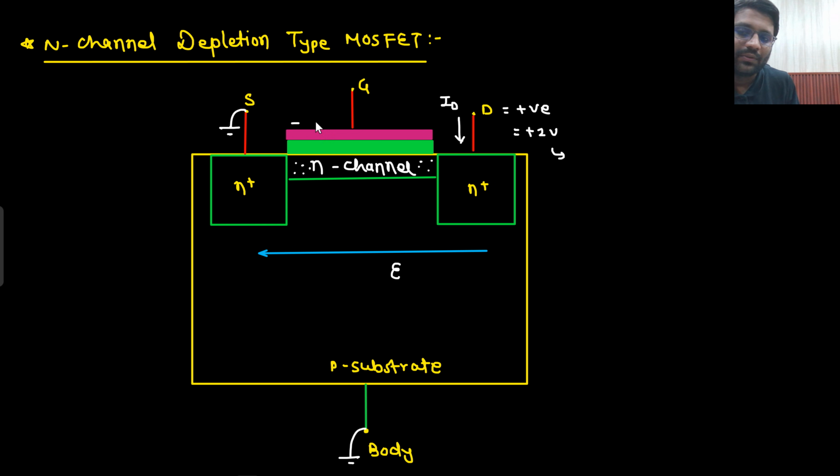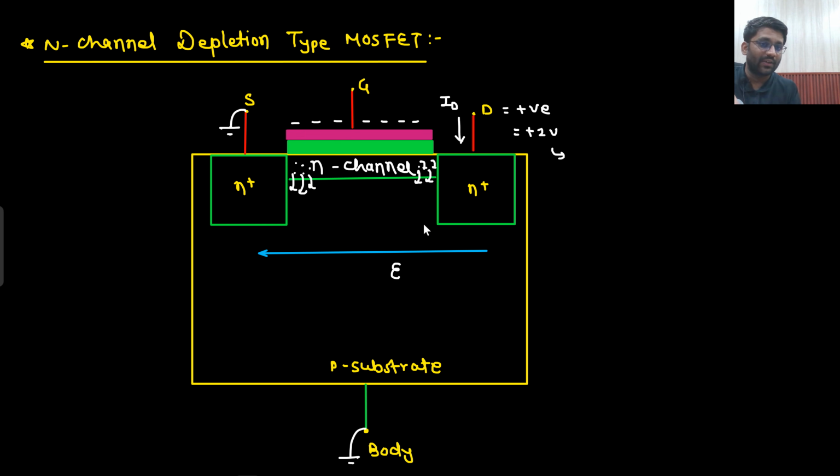What will this negative bias do? It will repel the electrons. It will say electrons go away. That means this channel may be depleted of charge carriers at some negative potential. I have applied such a high negative potential that this complete N channel is gone. All the electrons are gone. Now the current flow will be 0.